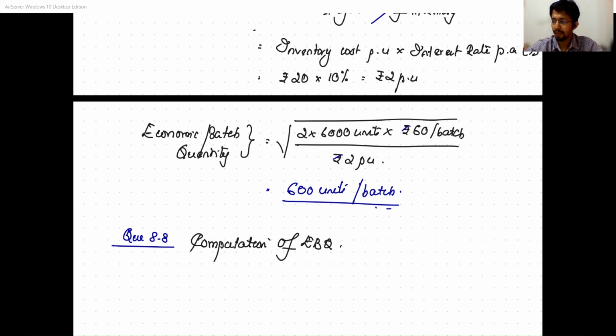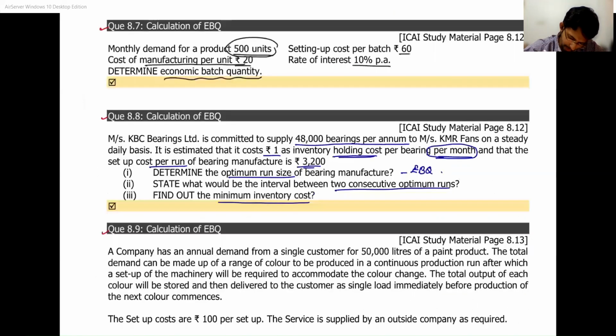EBQ. Okay, what all things you have here? What is the formula? The formula is EBQ equal to root of 2DS divided by C. D is equal to, what is the annual demand here? Annual demand is given to be 48,000. It is directly given.